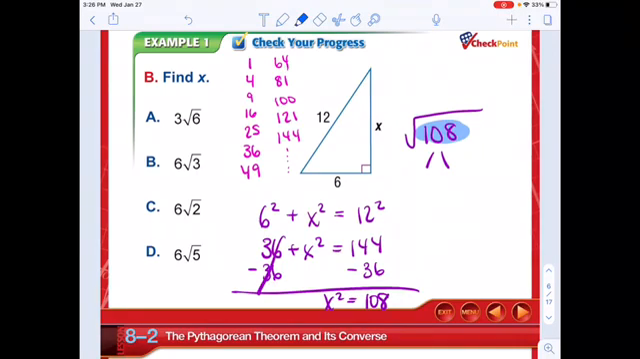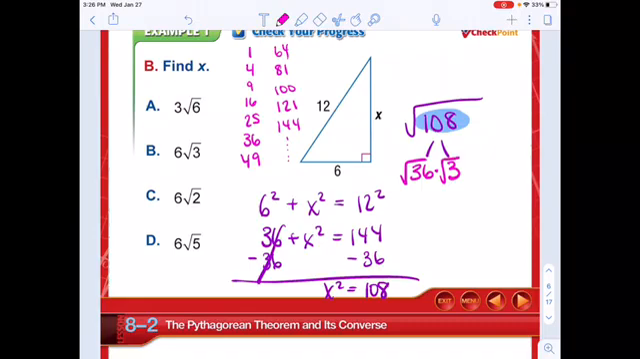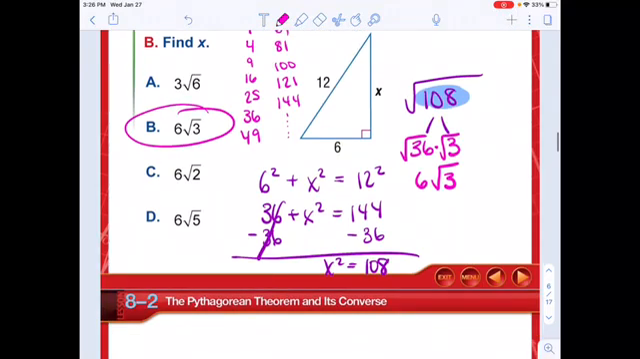Try again. 108 divided by 36. Gives me a whole number. So I know 36 times 3 is equal to 108. I also know that the square root of 36 is a perfect square. So 6 root 3 is my solution. If I wanted to, I could have done the factor tree. I would have gotten the same thing. Okay? That is our solution.